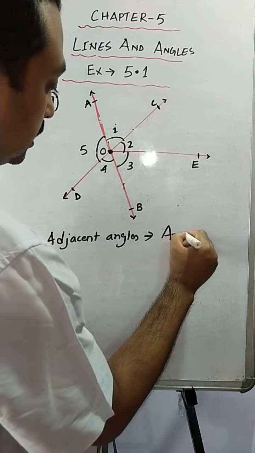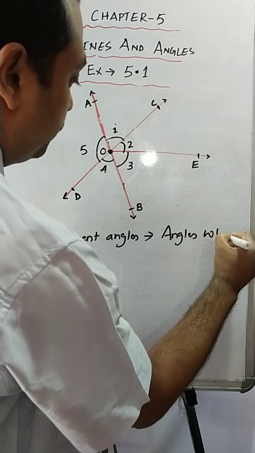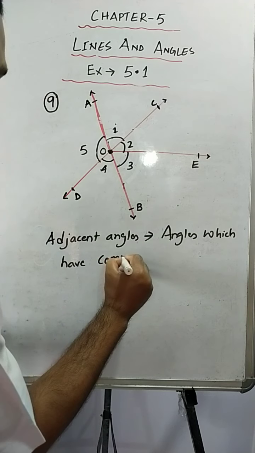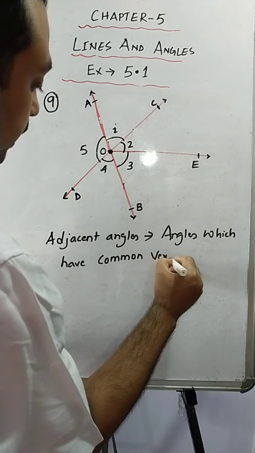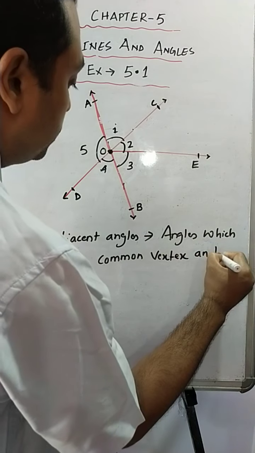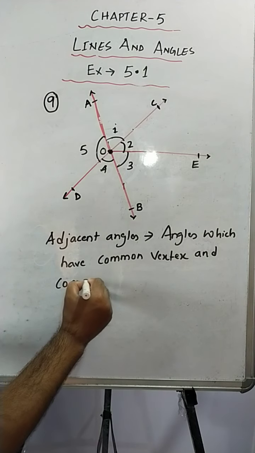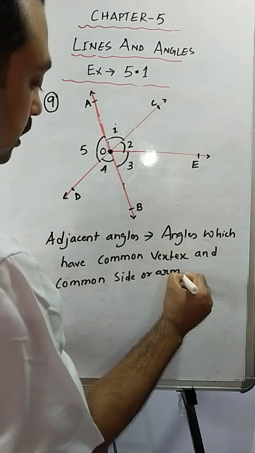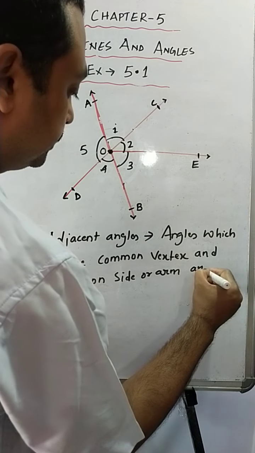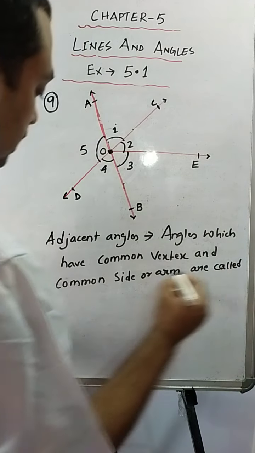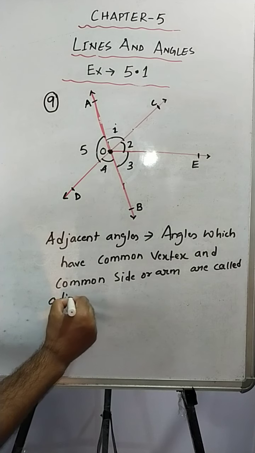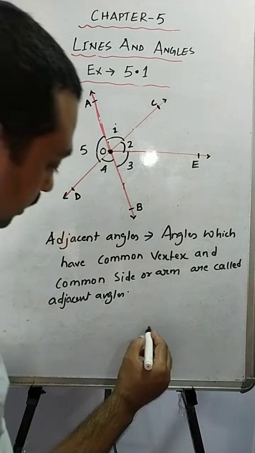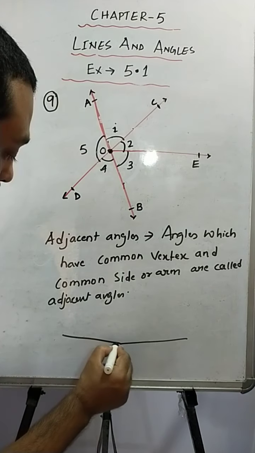Angles which have a common vertex. I will let you know what a common vertex is. And a common side or arm are called adjacent angles. Now let me show you one figure. So this is a figure.